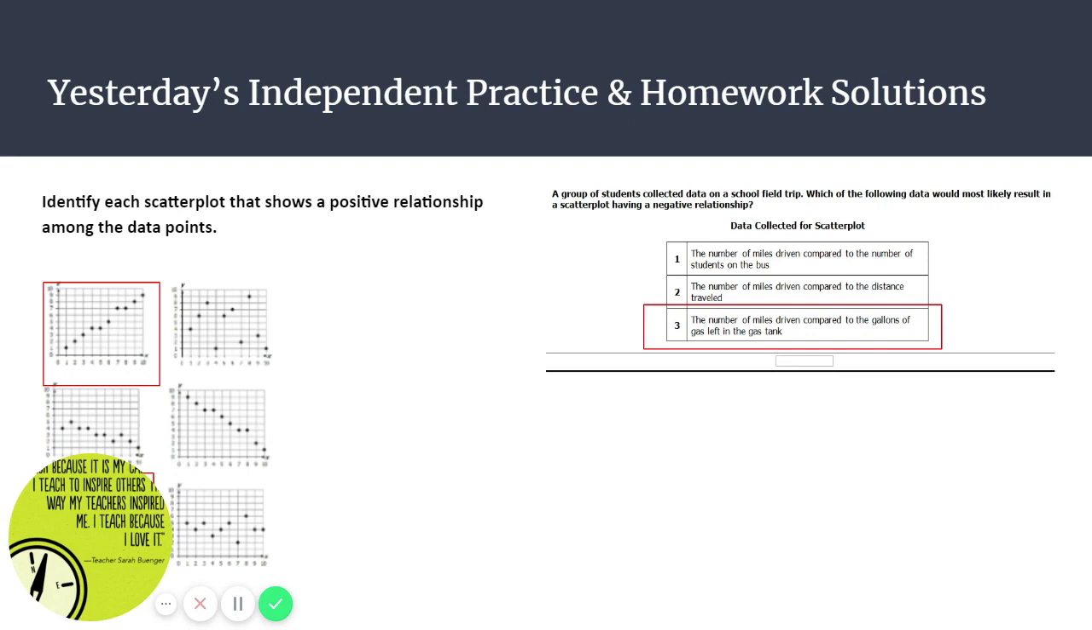And looking at question number 2, it says a group of students collected data on a school field trip. Which of the following data will most likely result in the scatter plot having a negative relationship? When you look at these answer choices, the correct one should be number 3, the number of miles driven compared to the gallons of gas left in the gas tank, because we know that when you start to drive, you burn gas out of your vehicle. So the more miles you drive, the less gas you'll have left in your gas tank.